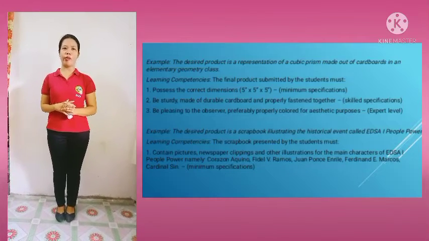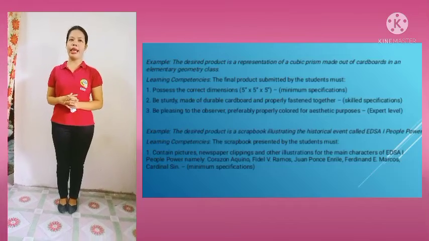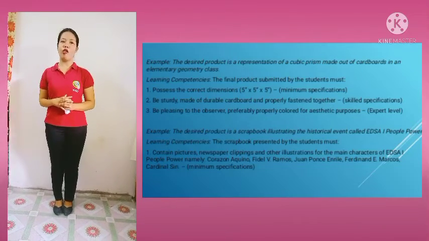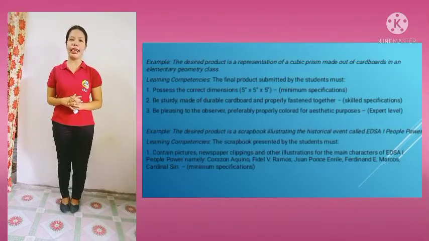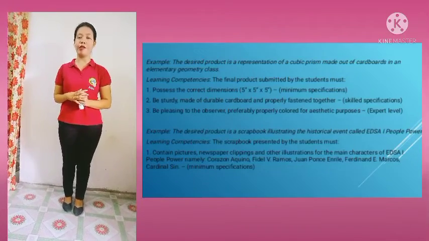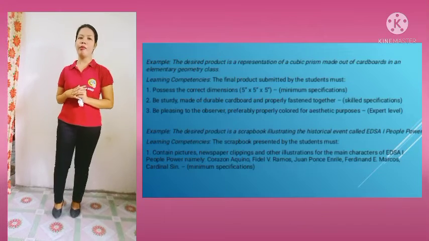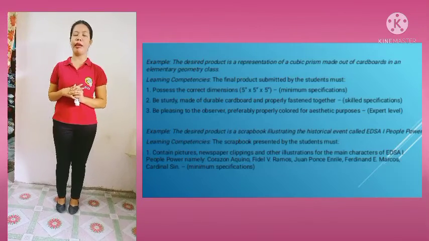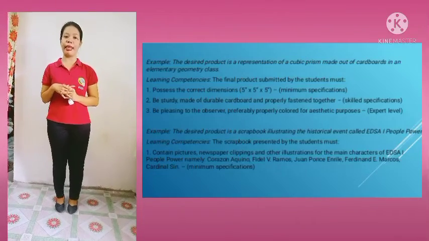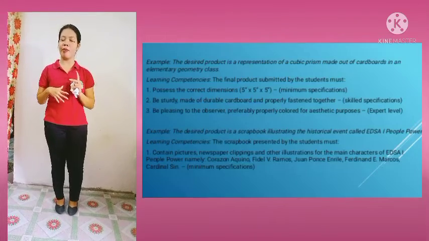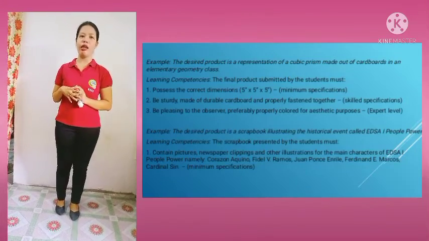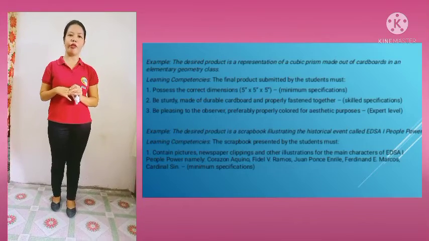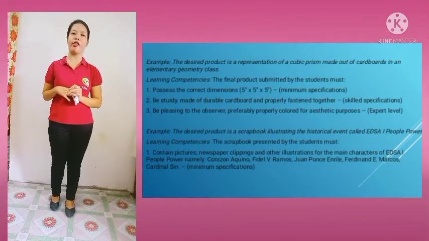So, we have here another example. The desired product is representation of a cubic prism made out of cardboards in an elementary geometry class. The learning competencies is the final product submitted by the students must have the following. Number 1 is possess the correct dimension 5 by 5 by 5 minimum specification. So, minimum specification, it means the beginner's capability in doing that output.